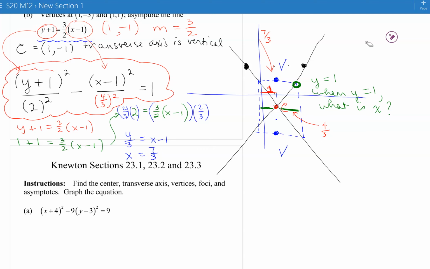And then we can draw it because we have asymptotes and vertices. Asymptotes and vertices. There we go. So that was a very challenging one.